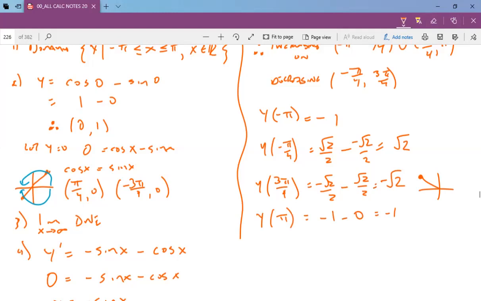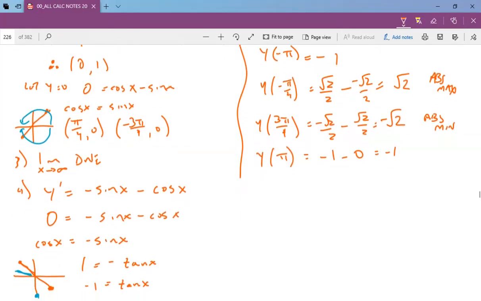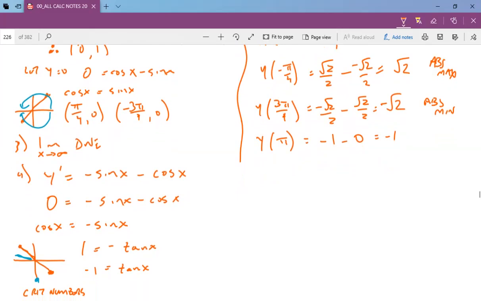So those are our relative and absolute extrema. We could label this one as our absolute max. We could label this one as negative root 2 is our absolute minimum. Remember that at pi, those are endpoints, so we can't call it a relative minimum or a relative maximum, because they're not relative, because they don't have any points to one side of them.